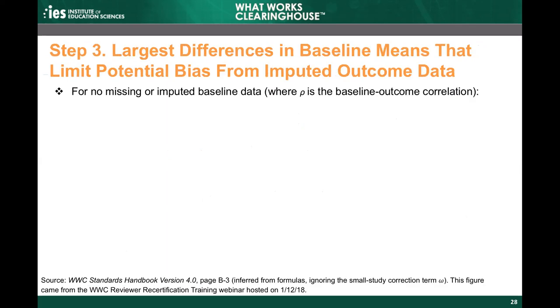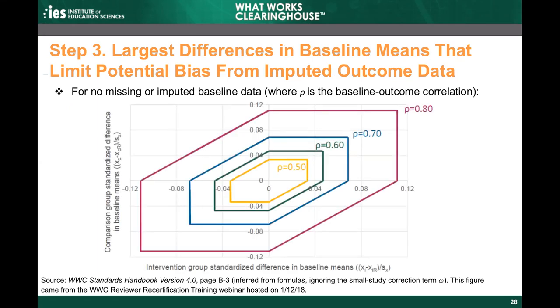So now what I'm going to show you is a graphical representation of the potential combinations of differences in baseline means that can limit potential bias from imputed outcome data under different baseline outcome correlations. So this looks rather complex, but I will walk you through it to help you understand. So the x-axis is the standardized difference in baseline means between those two different samples, the complete case and the analytic sample, for the intervention group. And then the y-axis is basically the same thing, but for the comparison group. And then we have different lines corresponding to different baseline outcome correlations.